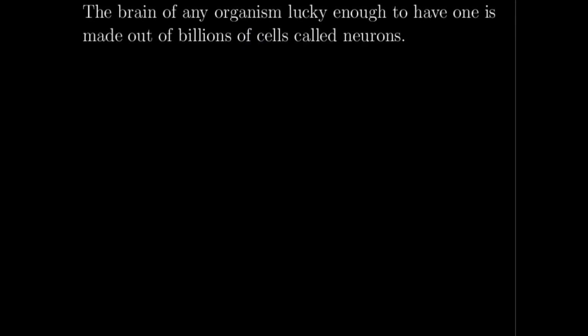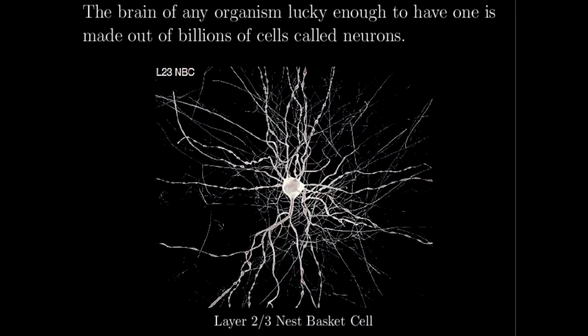Right, so let me give you a little crash course on neuroscience. Every organism that has a brain has one that is made out of neurons. And neurons look, well, this is a particular type of neuron in the cortex, and they look more or less like this. It's a very small thing, but it's very expansive in terms of how many arms it has and how many connections it can make.